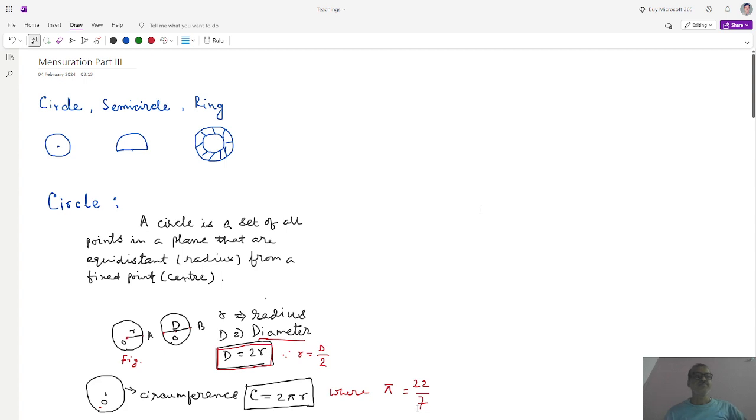Hi, Goody. I am going to discuss circle, semicircle, and ring. Circle is like that. Semicircle is half of the circle, and it looks like that. And ring is the hollow circle. It is like that.